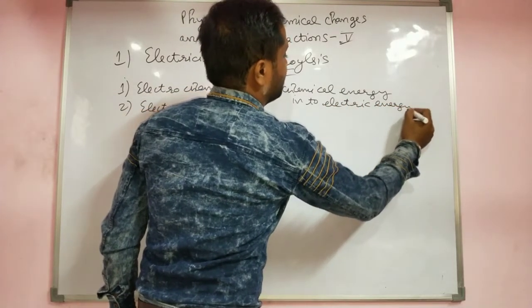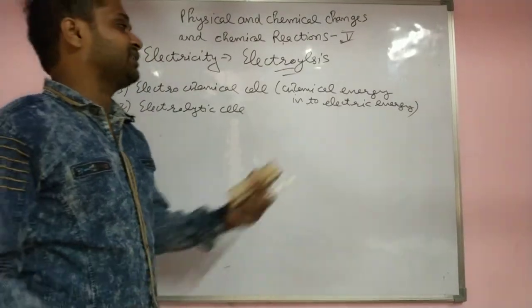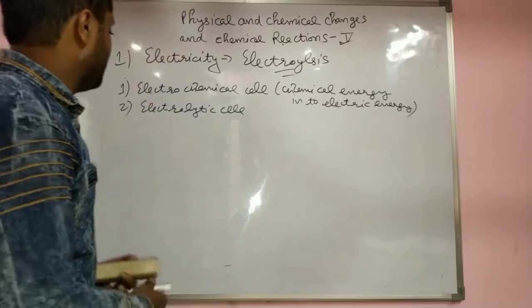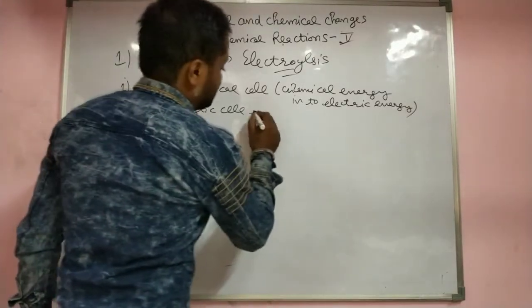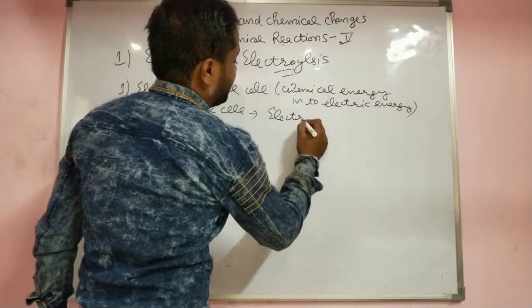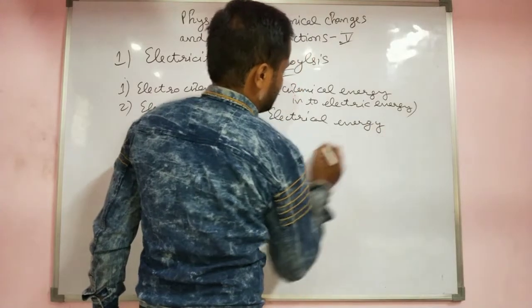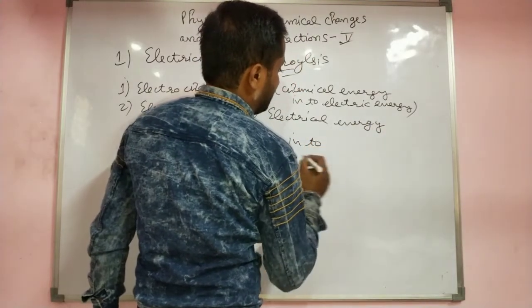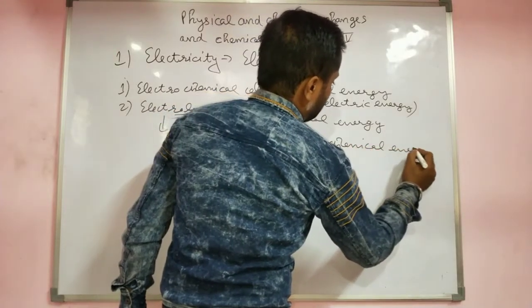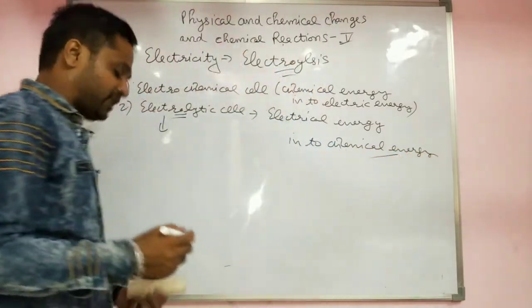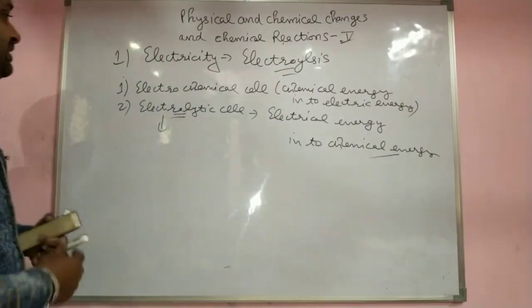At home we use the dry cell, in which chemicals are there. Chemical energy is converted into electrical energy. In an electrolytic cell, by using electrical energy, you break the salt into ions, so electrical energy is converted into chemical energy. So these two cells are there.